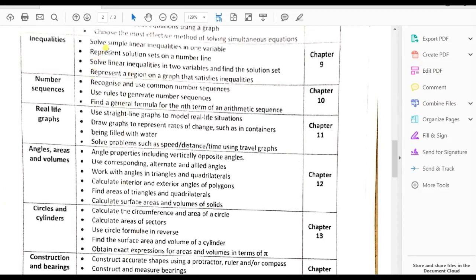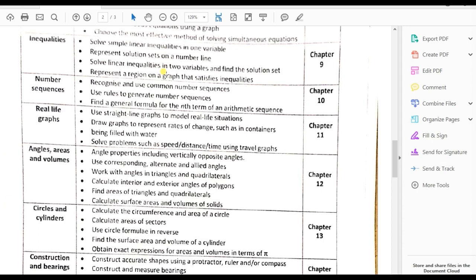What's the next thing? We have just done the first two parts of your chapter 9. We have learned how to solve simple linear inequalities in one variable and how to represent solution sets on a number line. Now we are going to solve linear inequalities in two variables and find the solution set. After that you have to represent a region on a graph that satisfies the inequality.